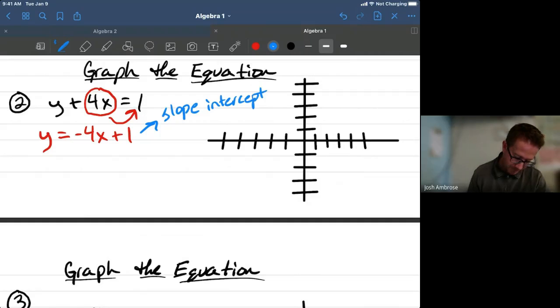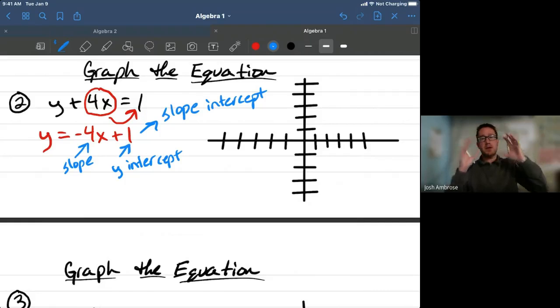Slope-intercept. Now, this is my slope. And this is my y-intercept. And if we remember, an intercept is where we either touch or cross an axis. And the y-intercept, remember that this is the y-axis. Here's my x-axis right here. So the y-intercept is saying this is where you cross or touch the y-axis.